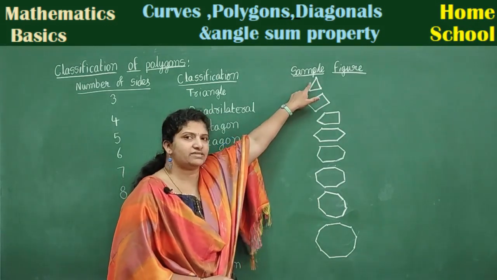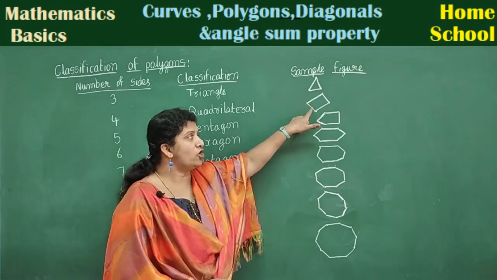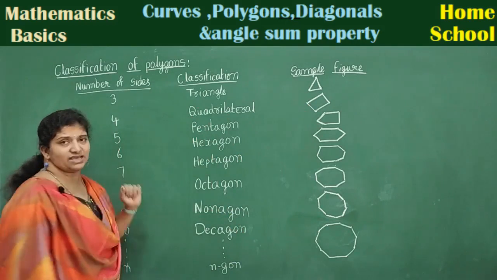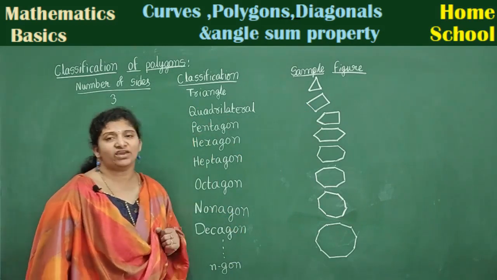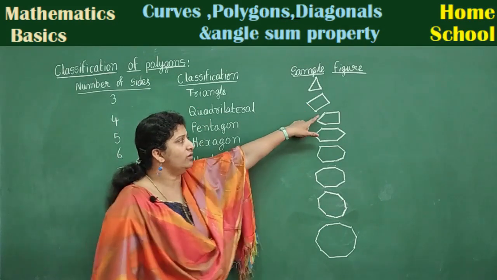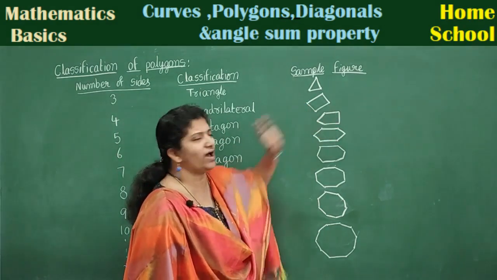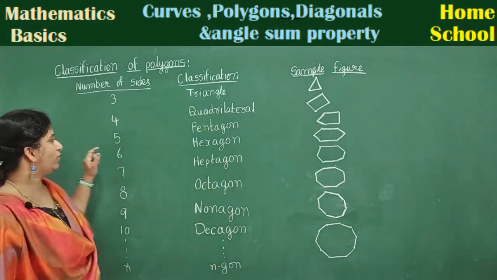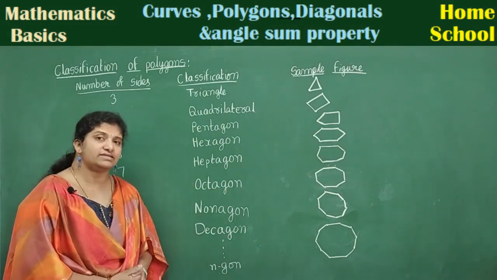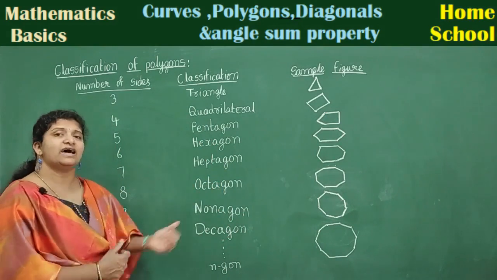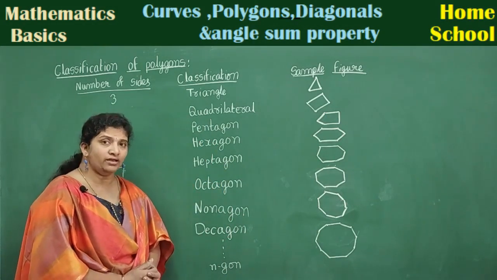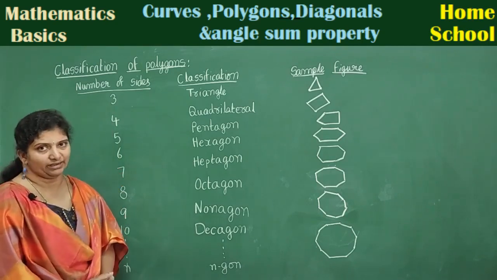3 sides, triangle. 4 sides, quadrilateral. And if you have 5 sides, what is the name we call it? It is a pentagon. You can see here 1, 2, 3, 4, 5 sides. If you have 6 sides, hexagon. 7 sides, heptagon. 8 sides, octagon. 9 sides, nonagon. 10 sides, decagon.